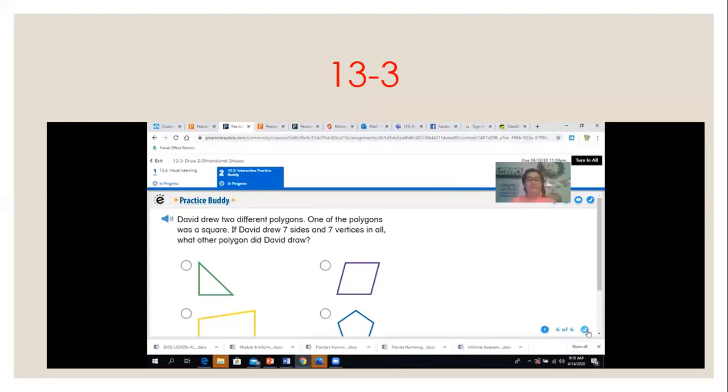Okay. If David drew 7 sides and 7 vertices in all, total. So we know how many sides is on a square? 4, right? 4 plus what number equals 7? Or 7 minus 4. 7 minus 4 is 3. That means 4 plus 3 equals 7. So what shape has 3 sides, 3 vertices, and 3 angles? A triangle, right? So a square plus a triangle equals 7 sides, 7 vertices, and 7 angles in all. So the correct answer is a triangle.